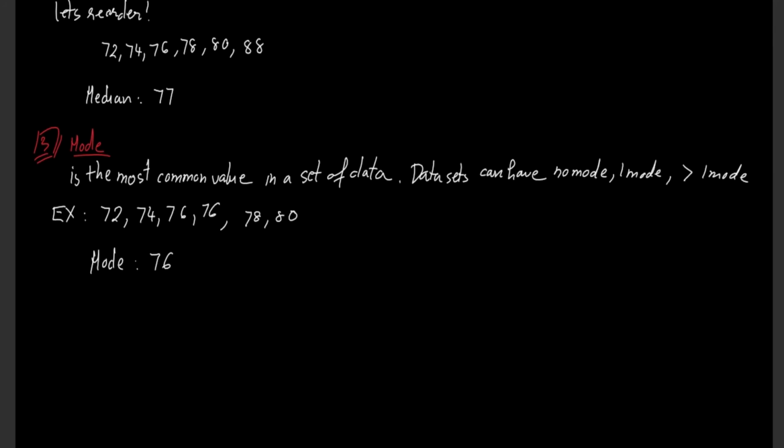Now I'm going to give you another example, another set of data, and in this set of data we don't have any mode. For example, we have 72, 74, 76, 78, 80. If you see, every value over here is present only one time. So over here we don't have any mode.